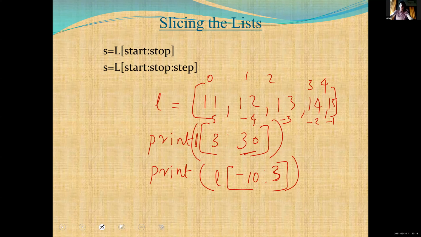Yes. So what is the output? 11, 12, 13. Correct. Because our stop value is 3, which is 14, and 3 is not included, so our result is 11, 12, 13. Okay, is it clear?